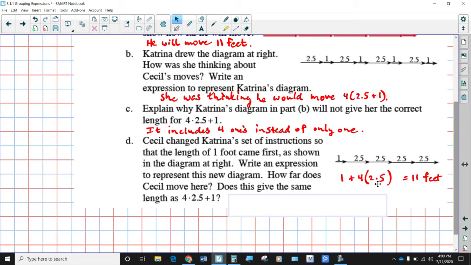Now remember order of operations. This is not 5 times 2.5. You cannot add before multiplying with the order of operations. You must multiply first. So you've got this 1 being added to these 4 2.5s that are being repeatedly added together. And we still end up getting 11 feet, right? So does it give the same distance? Yes. It is the same length as written this way. Okay?